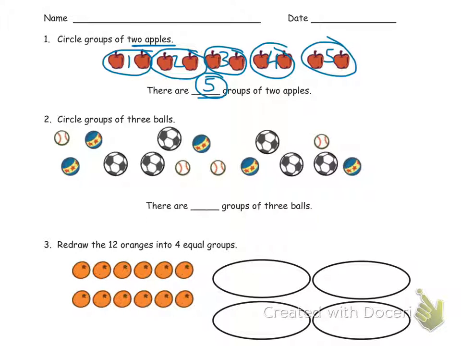Now, question number 2 is very similar, except it says to circle groups of 3 balls. So I would just underline that so I don't forget what I'm actually looking for, and then come through and circle groups with 3 balls each. And I would do that all the way down the line, okay? And then you would fill in this blank right here and say there are blank groups of 3 balls, just like we did in the problem above.